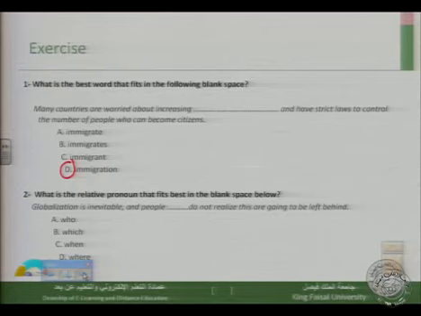It can be only used with things. The answer is D. Question number two, what is the relative pronoun that fits best in the blank space below? The sentence is, globalization is inevitable and people blank do not realize this are going to be left behind. Here we have who, which, when, and where. We have people here. Which one of these relative pronouns can be used with people? It's A, who, because which is used with things. When is used with time, where is used with place. So this is the way you will be asked in the exam. This is the type of questions you will have in the exam.